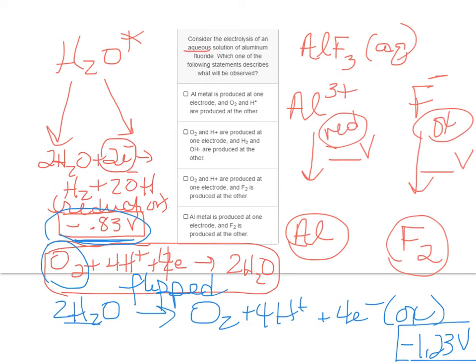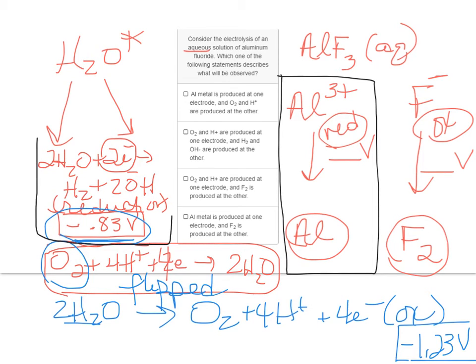And so now we need to compare the two things that can be reduced, which are the aluminum cation, to water. This is the reduction half reaction for water. We're comparing these two, okay? So which one of these has the more positive voltage, or is the easiest to reduce?